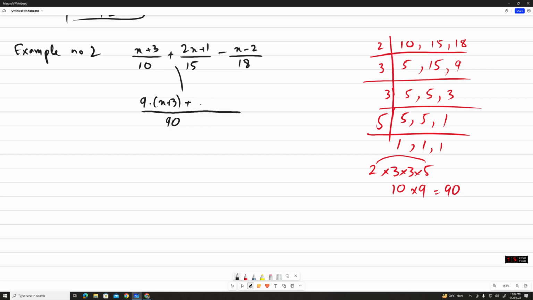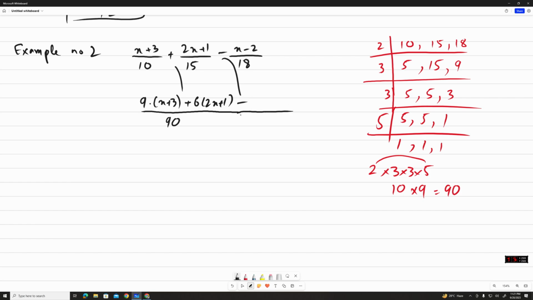Okay, 90 divided by 15. Oh, I'm not so good at maths. I think it's 6. Let me check on my phone. 90 divided by 15, it's 6. Yes, it's 6. So it's going to be 6 into 2x plus 1 minus, this minus comes here.